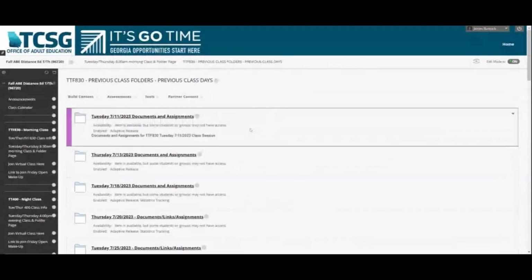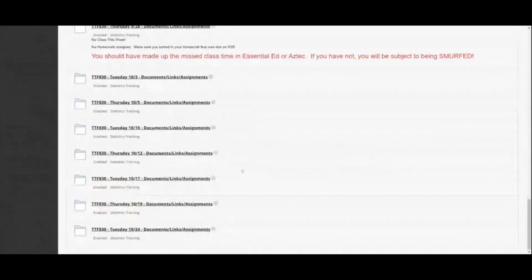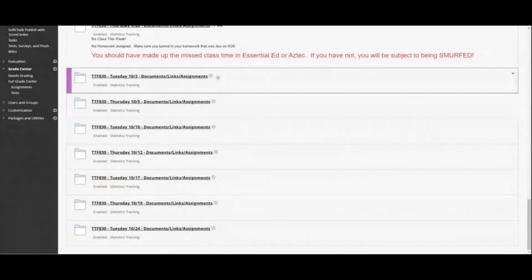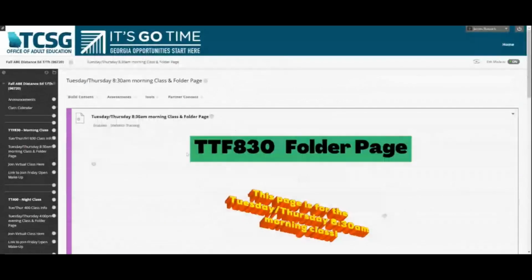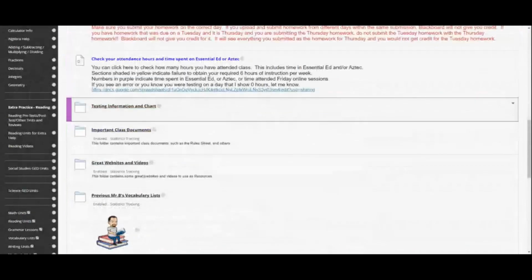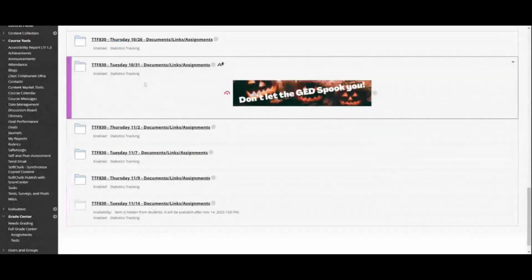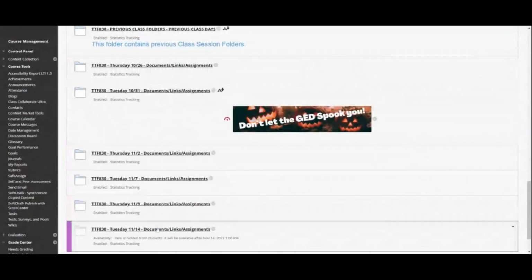The previous class folder has all of the other days of class that we've had. The main Tuesday, Thursday morning class page has only about 5 current days, so that this list doesn't get a mile long. Any questions about where to find your assignment, how to turn in your assignment?